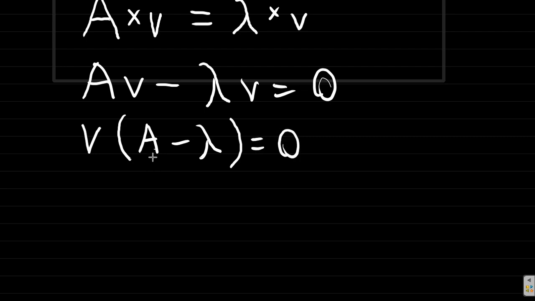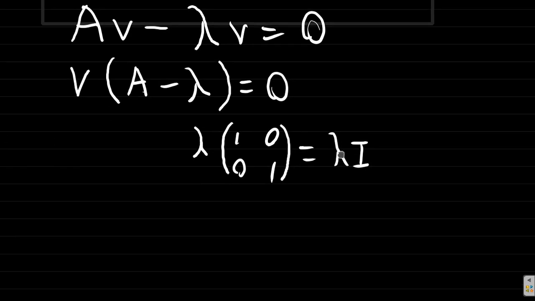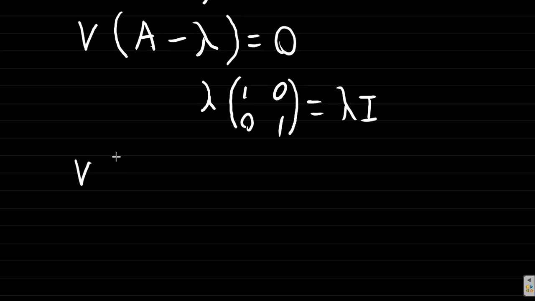But hold on. The matrix here is a matrix, but the value is just a number. You cannot subtract one single number from a matrix. It has to be matrix minus matrix. So what we're going to have to do is multiply lambda, the eigenvalue, by the unit matrix having the same dimensions as the matrix. So multiply by 1, 0, 0, 1. So what we have is lambda times I, the identity matrix, which is the unit matrix. So we say V times the matrix minus lambda I is equal to 0. Alright?